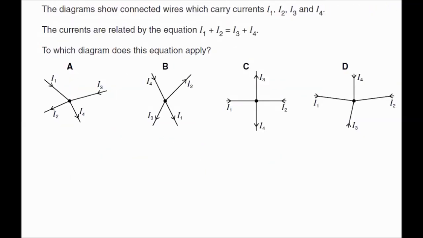The diagram shows connected wires which carry currents I1, I2, I3 and I4. The currents are related by the equation I1 plus I2 equals I3 plus I4. Which diagram does this equation apply to? Well, we could have either I1 and I2 going in and I3 and I4 going out. So that's C. You can see I1 is going in, I2 is also going in, I3 is going out, I4 is going out.